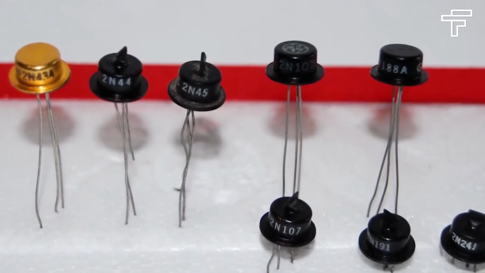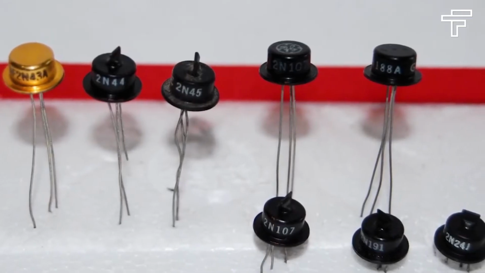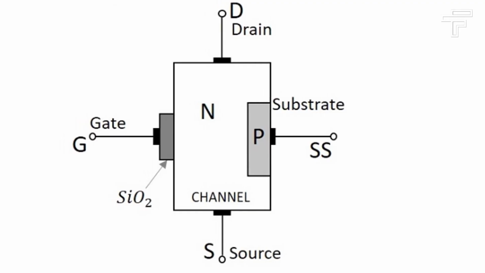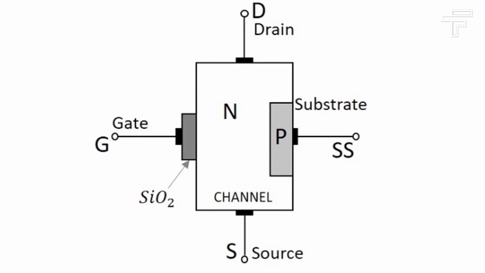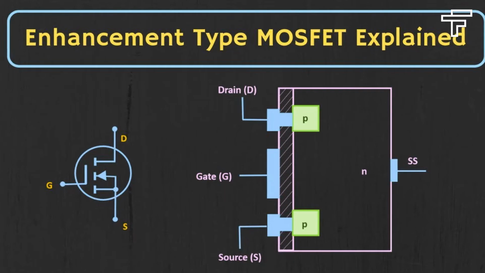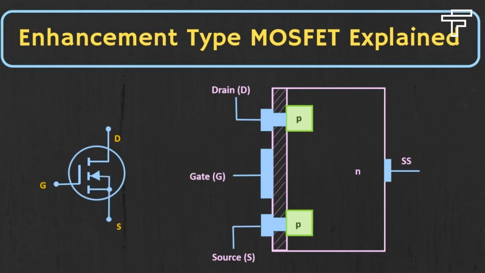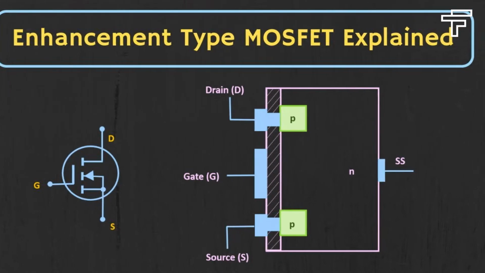The main advantage of a MOSFET is that it requires almost no input current to control the load current when compared with bipolar transistors, or BJTs. In an enhancement mode MOSFET, the voltage applied to the gate terminal increases the conductivity of the device.